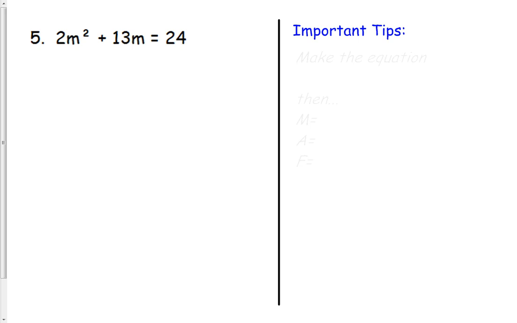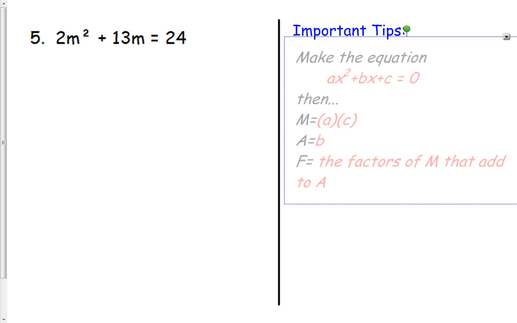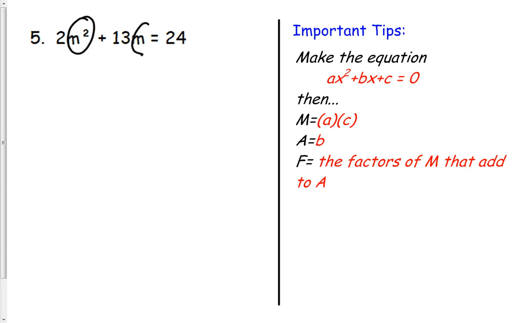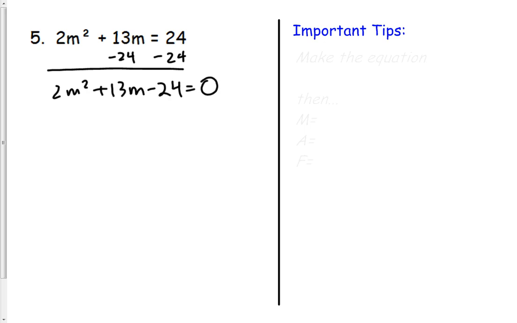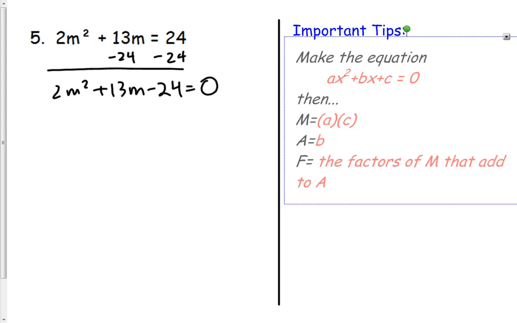Quadratic equations can be solved one of two ways. The first is called MAF. The first step always, when I see m squared, m, and a constant, is to get everything on one side equal to 0. So I've got to pull this 24 over. It is a very basic step, but an important one nonetheless, because you can't do MAF without getting everything on one side. So that's my first step.